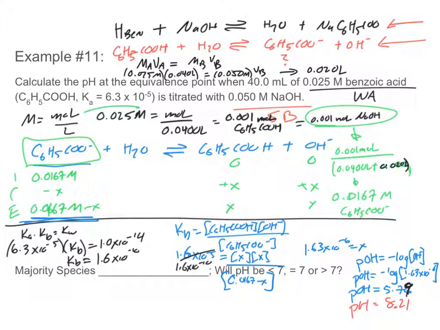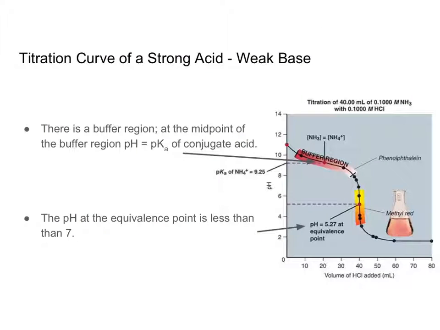Are we just ignoring the majority species? What would it be? No, seriously, what would it be? C6H5COO minus. Well, in this case, yes, our pH is incredibly basic, so it has to be the base. And in this case, yeah, it would be the C6H5COO minus.